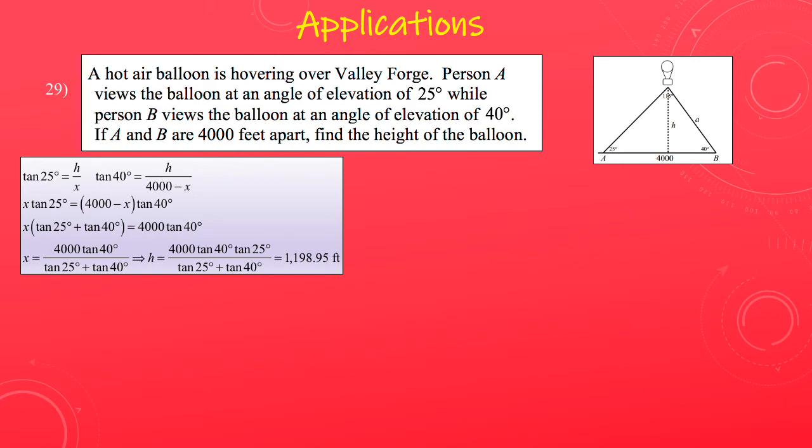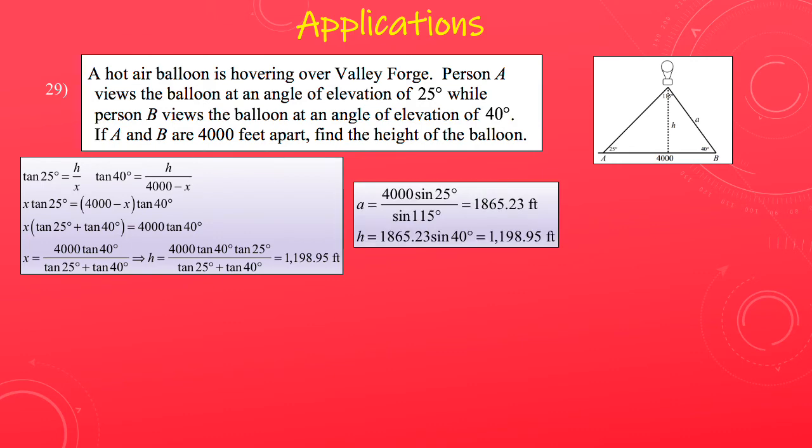There really is no need to calculate that because we know that h is equal to this value of x times tangent 25 degrees. So doing it all in one fell swoop on the calculator, h is equal to 4,000 tangent 40 degrees tangent 25 degrees, all over tangent 25 degrees plus tangent 40 degrees, getting 1,198.95 feet.